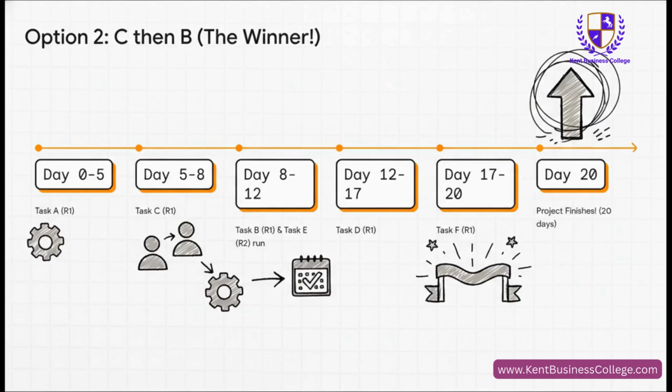A finishes on day 5, C nabs resource R1 and finishes on day 8. B then gets R1 and finishes on day 12. At the same time, E is doing its own thing. After that, D runs until day 17, and then F finishes it all off on day 20.